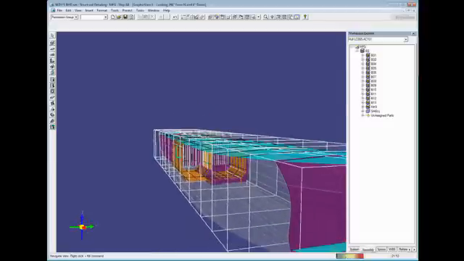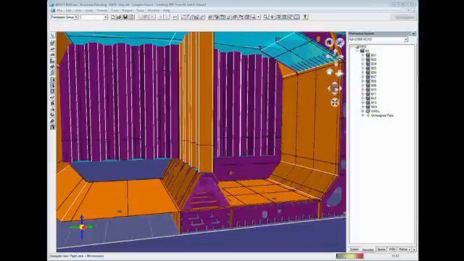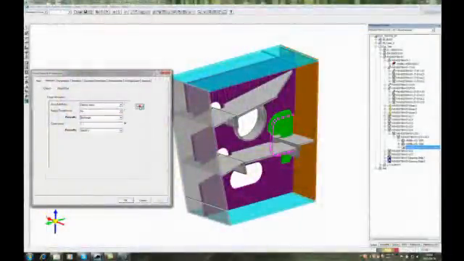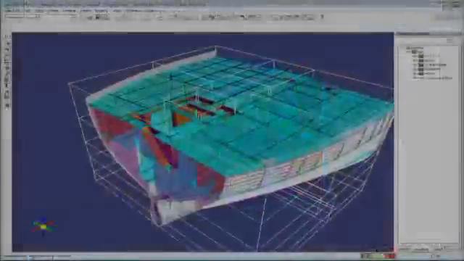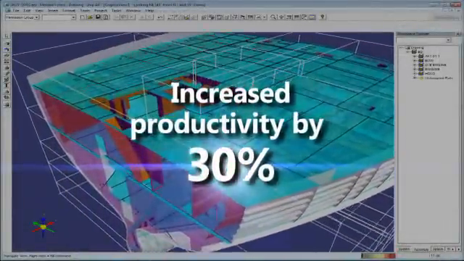Intergraph's SmartMarine 3D is breakthrough next-generation engineering technology that is data-centric, knowledge and rule-driven, delivering increased detail and manufacturing design productivity of up to 30%.